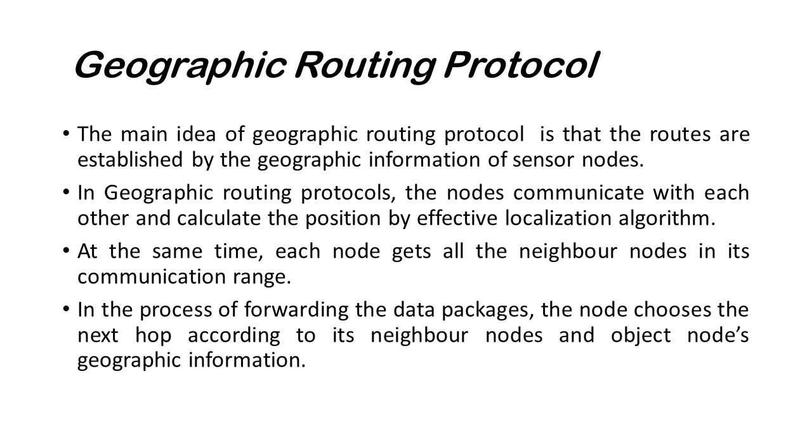The second one is Geographic Routing Protocol. The main idea of Geographic Routing Protocol is that the routes are established by the geographic information of sensor nodes. In Geographic Routing Protocols, the nodes communicate with each other and calculate the position by an effective localization algorithm. At the same time, each node gets all the neighbor nodes in its communication range. In the process of forwarding the data packages, the node chooses the next hop according to its neighbor nodes and object nodes' geographic information.